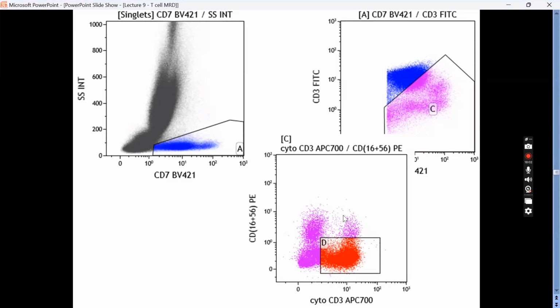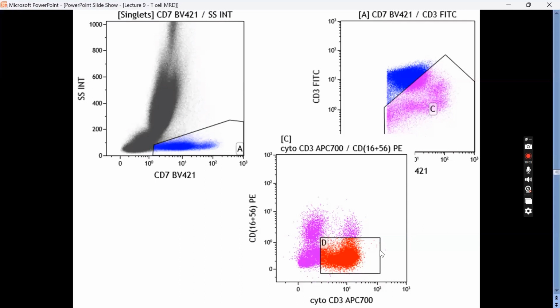Okay, so CD7 is a sensitive marker, but not a specific marker. Whereas cyto-CD3 is a very specific marker. You cannot find cyto-CD3 positivity in any other cells apart from T cells. It is reserved only to the T cells. So it is a very specific marker, but not a sensitive marker, because very early T cells, especially in the ETP-ALL setting, can be cyto-CD3 weak or rarely negative.